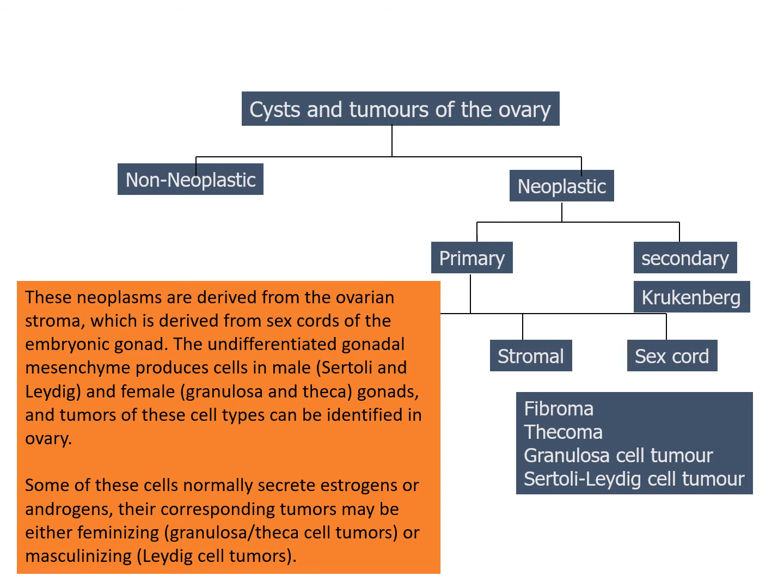The last group of ovarian tumor is derived from the stromal and sex cord component, and they can be from the thecal cells, granulosa cells, Sertoli cells, or Leydig cells, or the fibrous stroma. Some of these cells can secrete hormones such as estrogen and androgen, and they can cause feminizing or masculinizing effect.